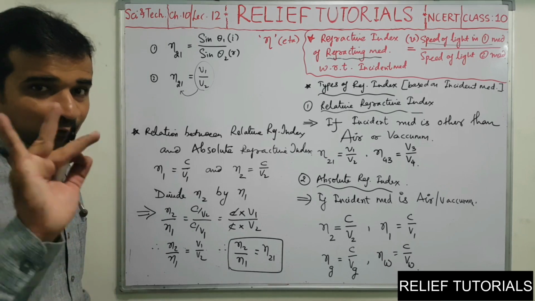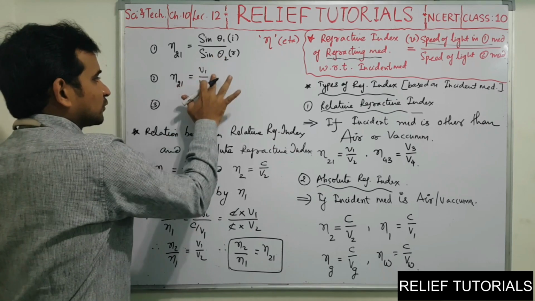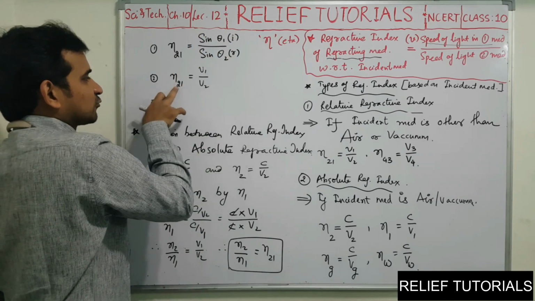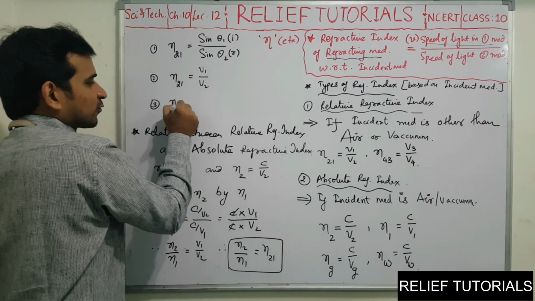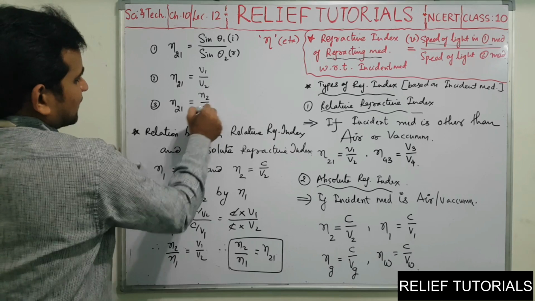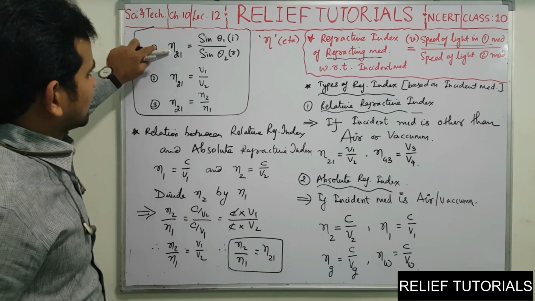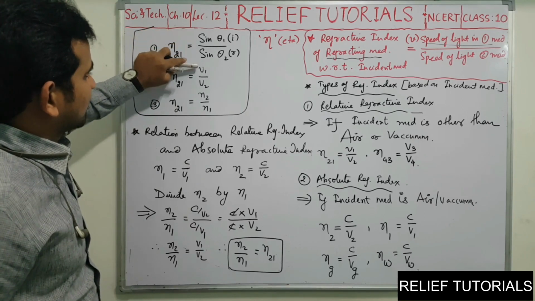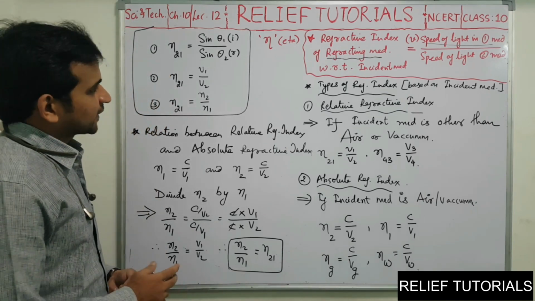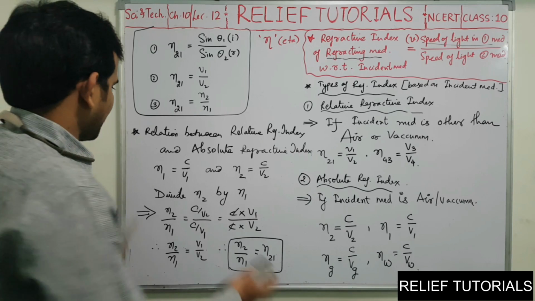Result number 3 and formula number 3 for eta 21. So eta 21 is equal to the ratio of the sine of the angle of incidence to the sine of the angle of refraction. Second formula, eta 21 is V1 by V2, and the third formula, eta 21 means eta 2 by eta 1. Three different formulas for eta 21: sine theta 1 upon sine theta 2, V1 by V2, and eta 2 by eta 1. So this is all about refractive index and the types of them.